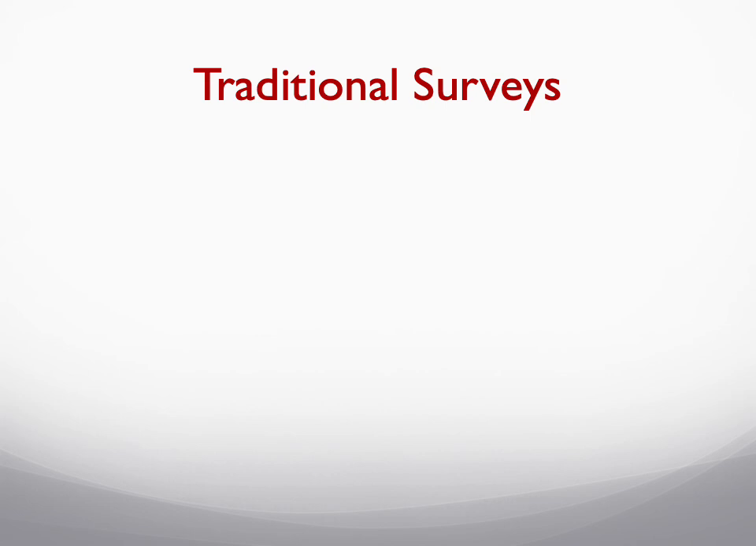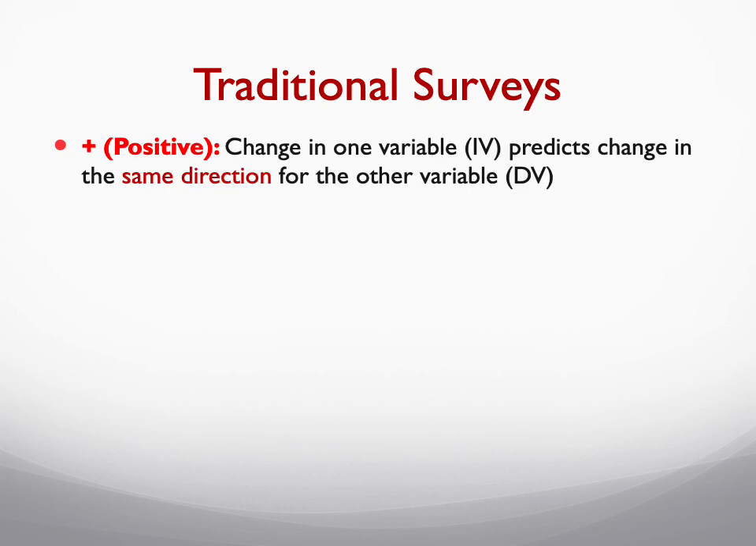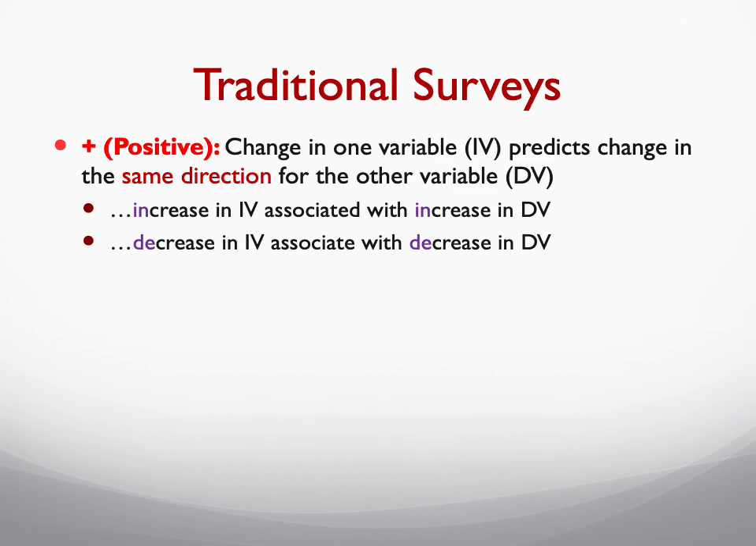So when we're interpreting the correlation coefficient, we could have a positive coefficient, and what that would mean is that change in one variable predicts change in the same direction for the other variable. So this could mean either that an increase in your independent variable is associated with an increase in the dependent variable, or the inverse of this, a decrease in the independent variable is associated with a decrease in the dependent variable. The important thing is that they're both moving and changing and linked in the same direction. They're both going up with one another, or they're both going down with one another.